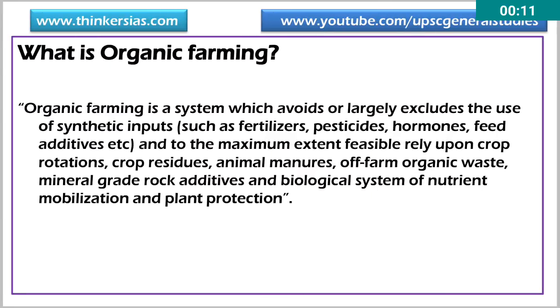So, the definition of organic farming is that it is a system which avoids or largely excludes the use of synthetic inputs like fertilizers, pesticides, hormones, and feed additives, and to the maximum extent relies upon crop rotation. So these are the cultural means: crop rotation, crop residues, animal manures, off-farm organic waste, mineral grade rock additives, and biological systems of nutrient mobilization and plant protection. So these are different techniques through which organic farming is practiced.